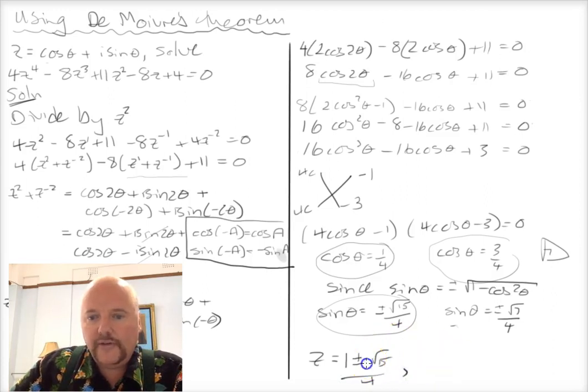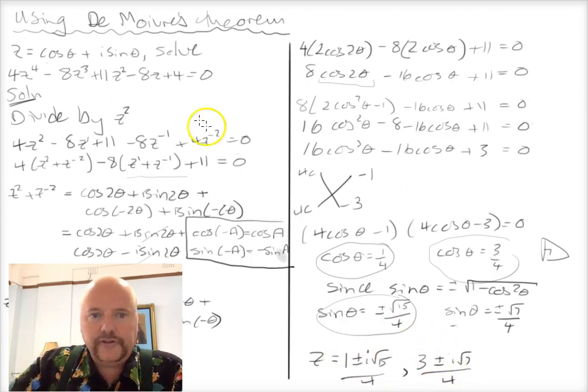This has got an i with it as well, because there's i up here. And the cos theta of this side is 3/4, so it's going to be 3 plus or minus i root 7 on 4. Now they're the four solutions to this polynomial for that question. Good luck.